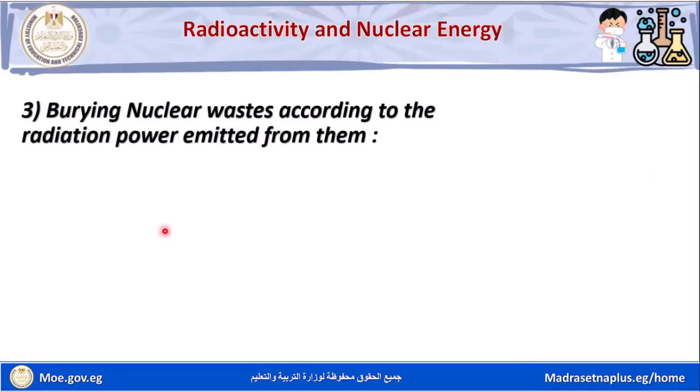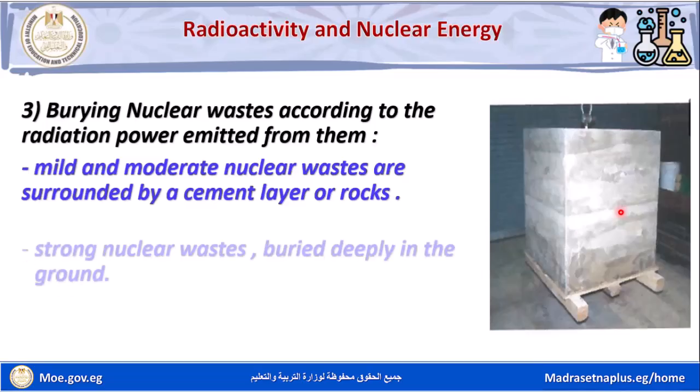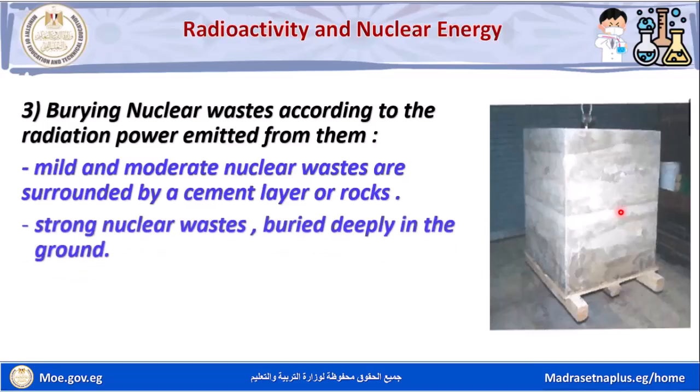Number three, sorting nuclear wastes according to the radiation power emitted from them. Mild and moderate nuclear wastes are surrounded by a cement layer or rocks. Strong nuclear wastes are buried deeply in the ground.